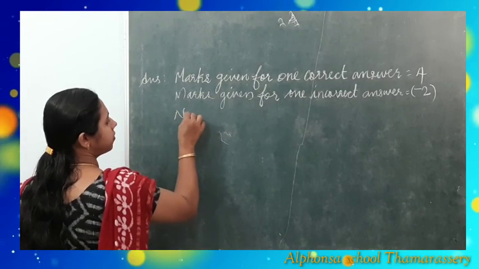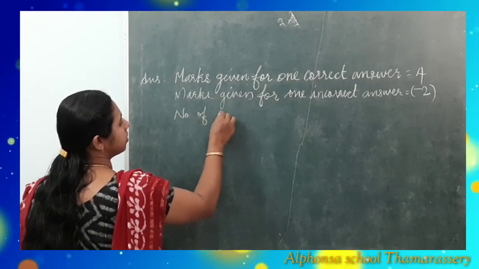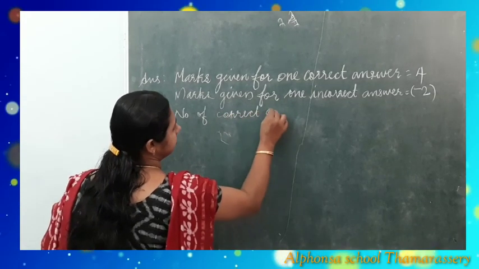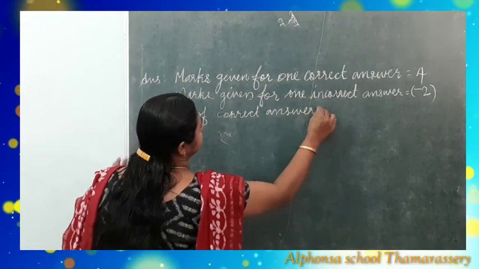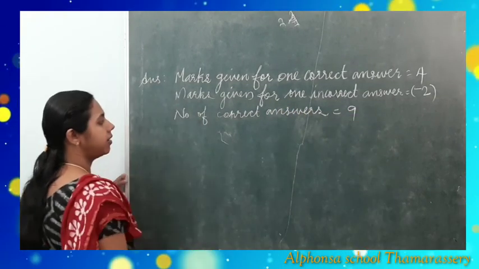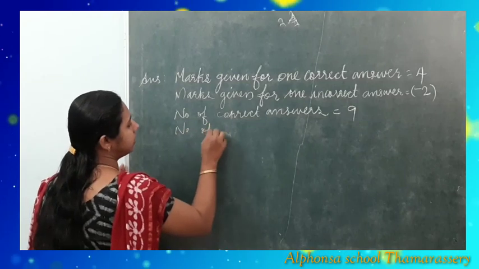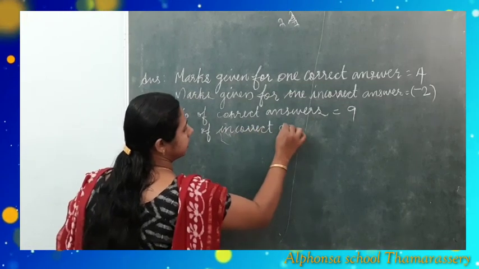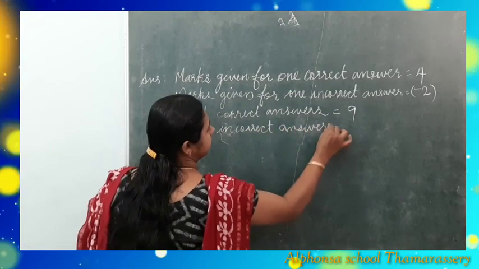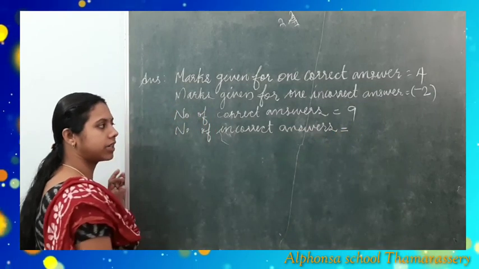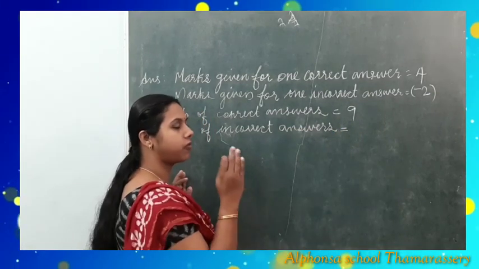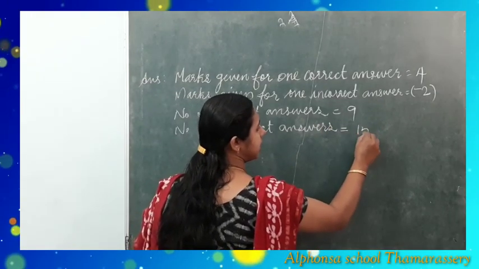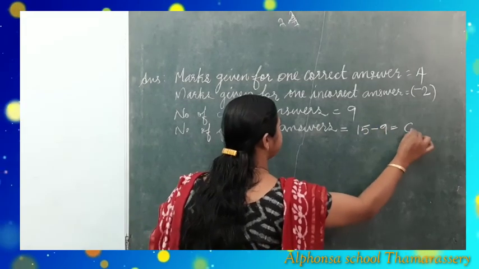And number of correct answers, which is equal to 9. Number of incorrect answers, that is not given in the question, but there are a total of 15 questions. Out of 15, 9 are correct. So incorrect answers are 15 minus 9, that is equal to 6.